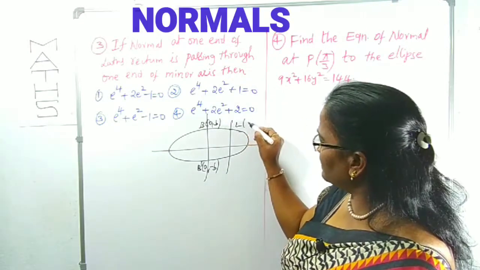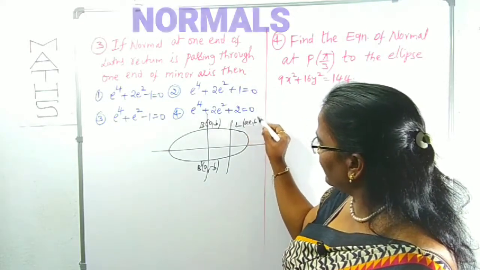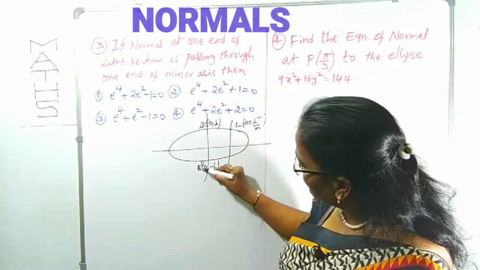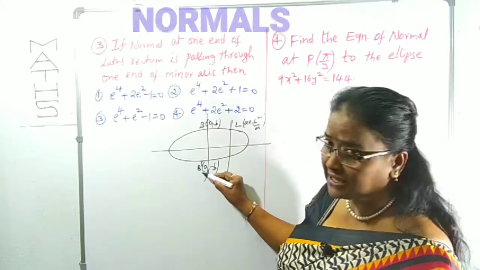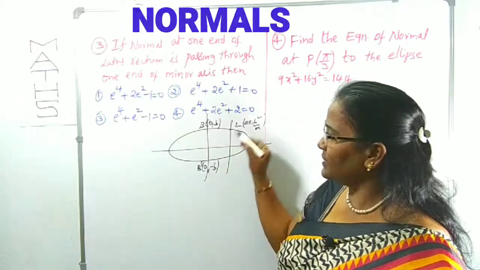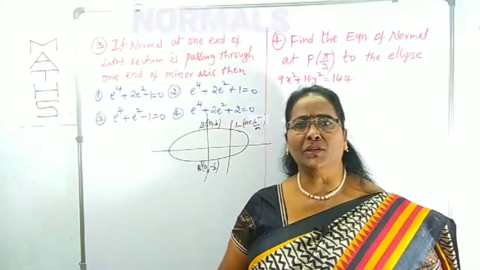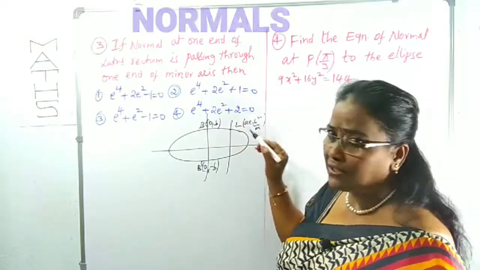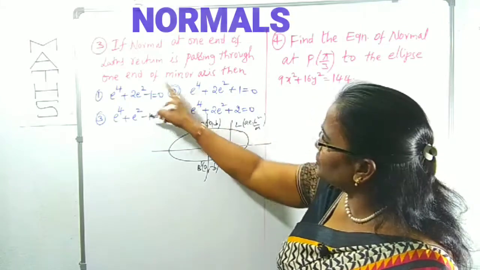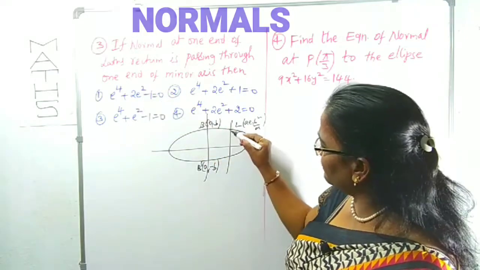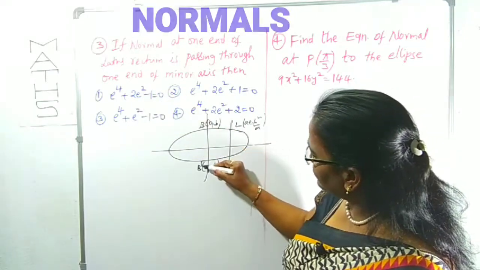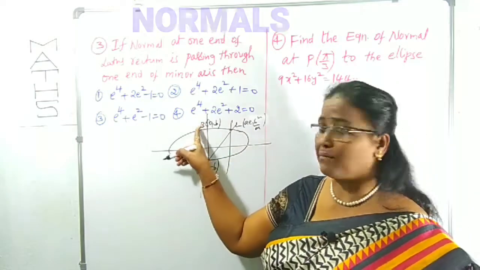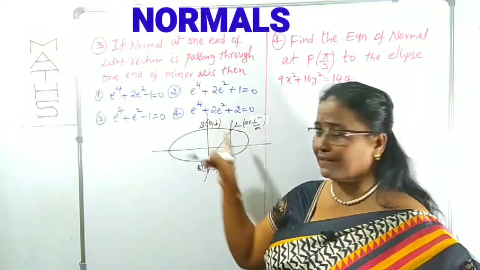One end of the latus rectum, suppose you take (ae, b square by a). If you draw the normal at L, it will compulsorily pass through the other end, that is B dash, because the normal always passes through the curve. Passing through means intersecting the curve. So the normal at L must pass through one end of the minor axis. You can take B dash. Don't take B, because the normal does not pass like this.